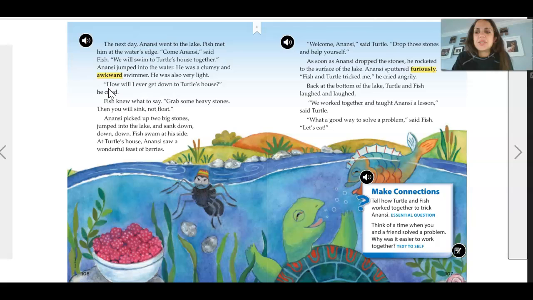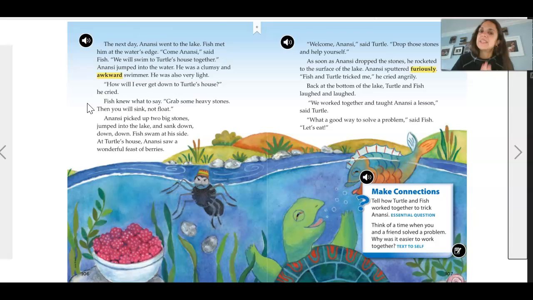"How will I ever get down to Turtle's house?" he cried, because he's so light, he's floating. Fish knew what to say. "Grab some heavy stones. Then you will sink, not float."